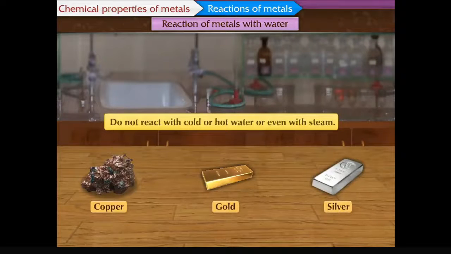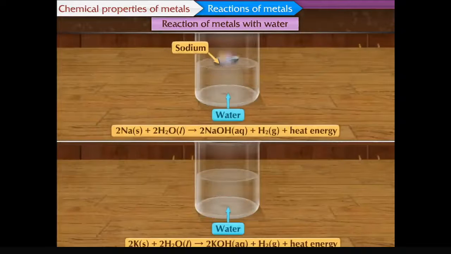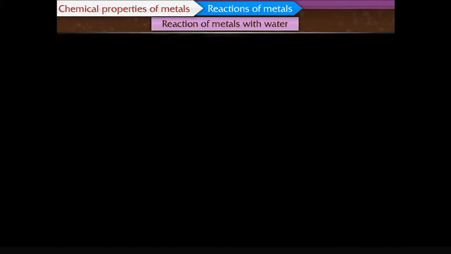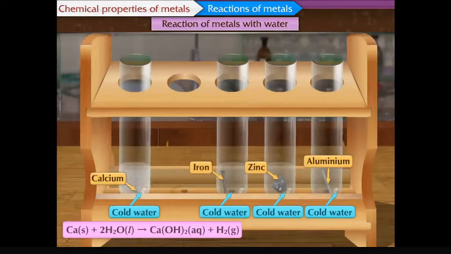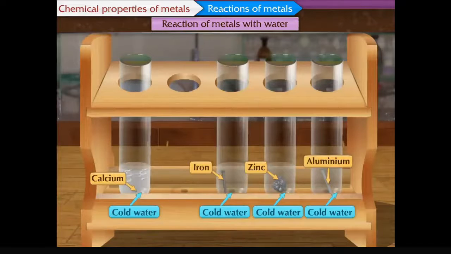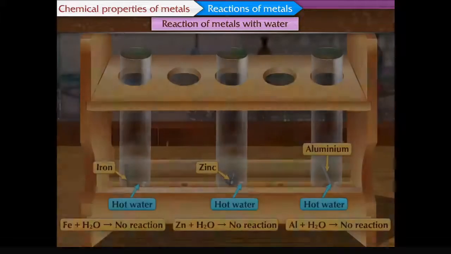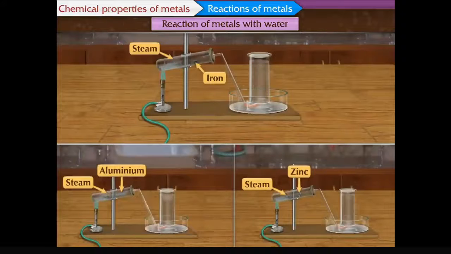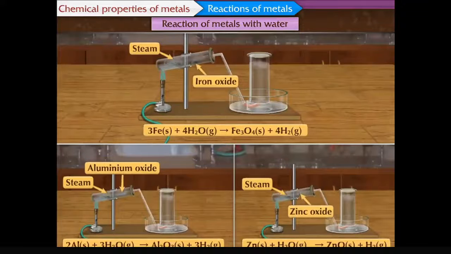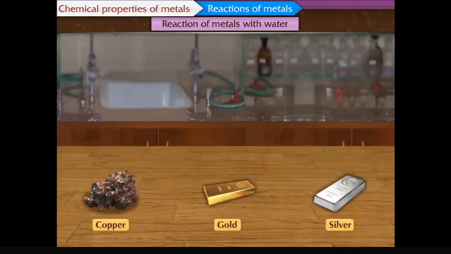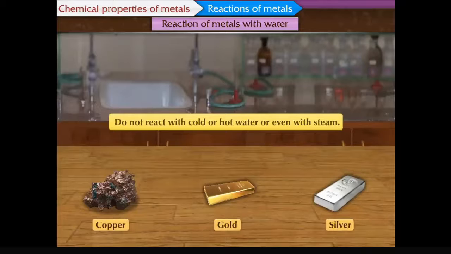Now, let us summarize the reactivities of the metals with water. The metals sodium and potassium react violently with cold water to form alkaline hydroxides and hydrogen gas. The reactivity of metals with water is less for calcium. The metals aluminium, zinc, and iron do not react with cold water as well as hot water. They react only with steam to form the metal oxide and hydrogen gas. The metals gold, silver, and copper do not react with cold water, hot water, or even steam.